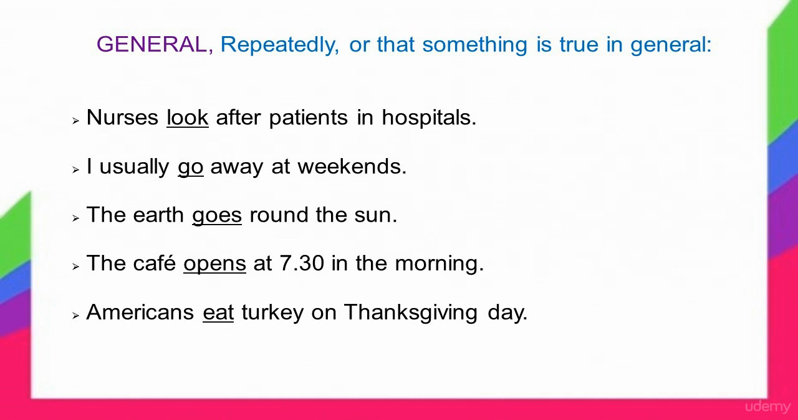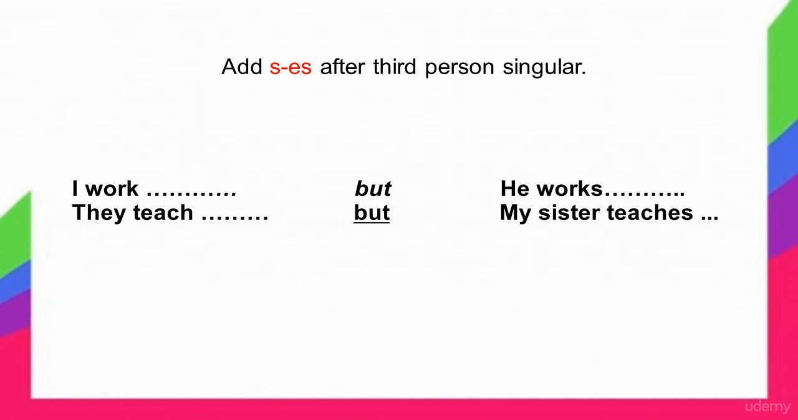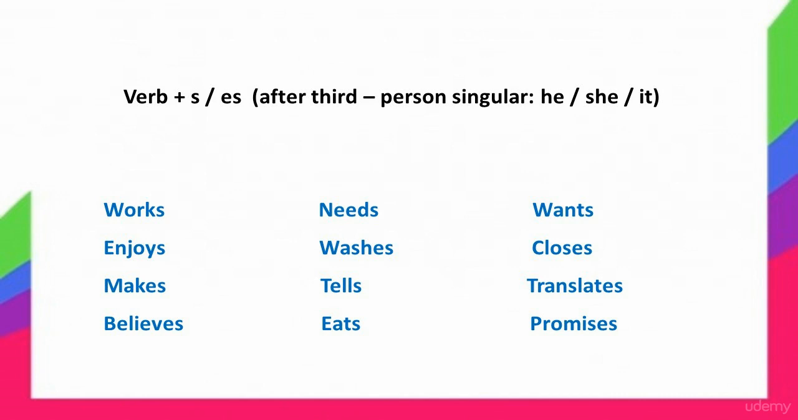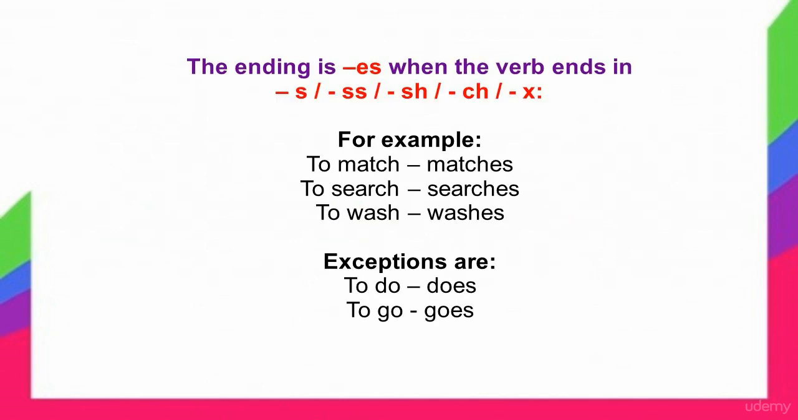Americans eat turkey on Thanksgiving Day. As we can see from these examples, we add s or es after the third person singular. I work, but he works. They teach, but my sister teaches. The ending is es when the verb ends in s, ss, sh, ch, and x. For example, to match, matches, to search, searches, to wash, washes, and the exceptions are to do, does, to go, goes.